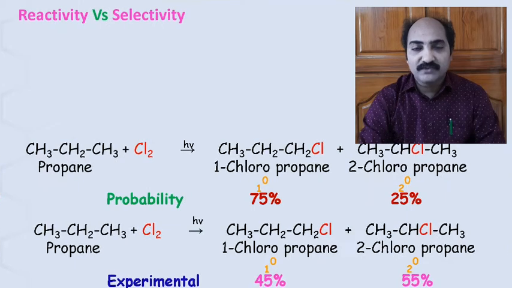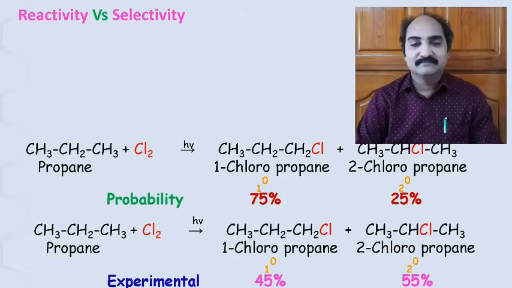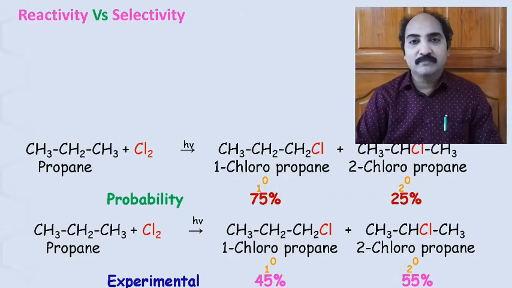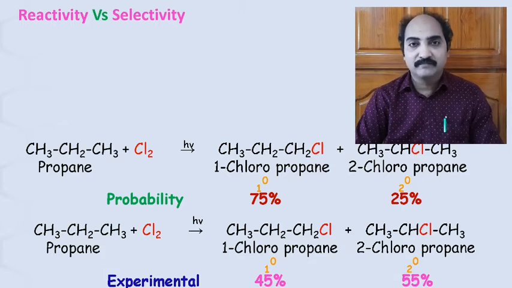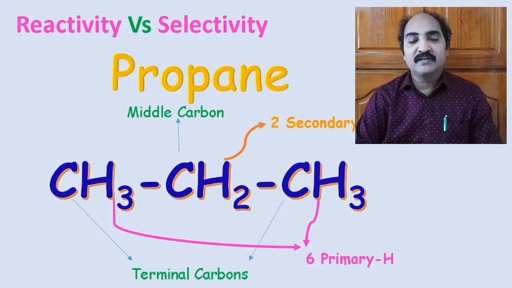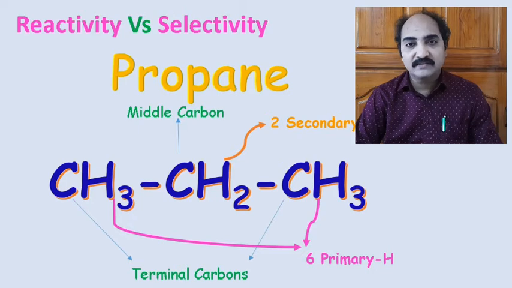This proves that all the hydrogen atoms present in propane do not have the same reactivity. Secondary hydrogens are more reactive compared to primary hydrogen atoms. Why are the reactivities of primary hydrogen and secondary hydrogen in propane different? We know pretty well that the primary hydrogen and secondary hydrogen in propane are present in different environments. As a result, their properties are different.